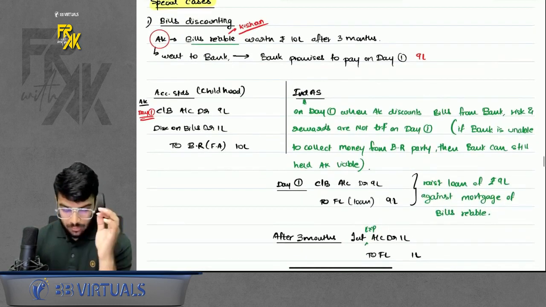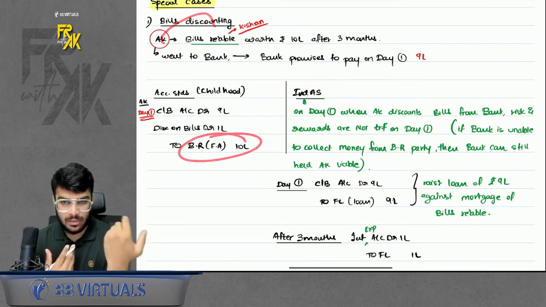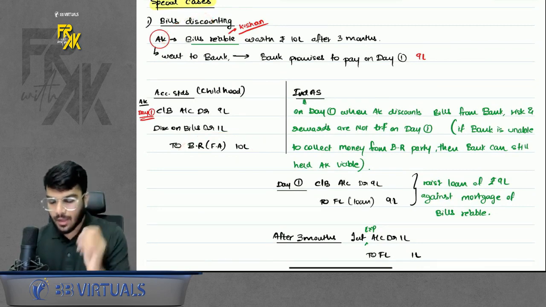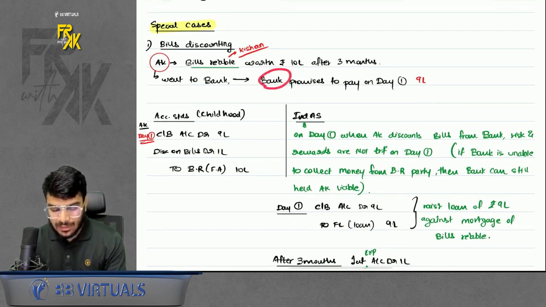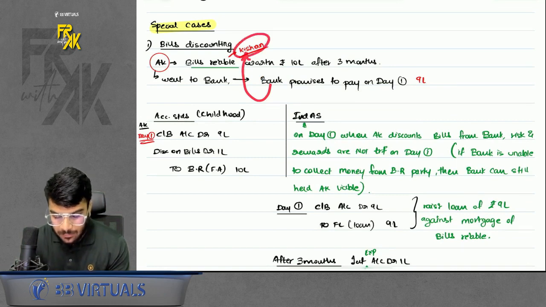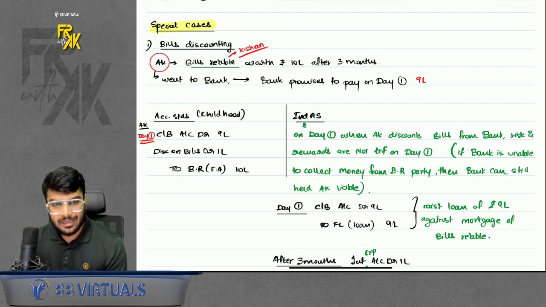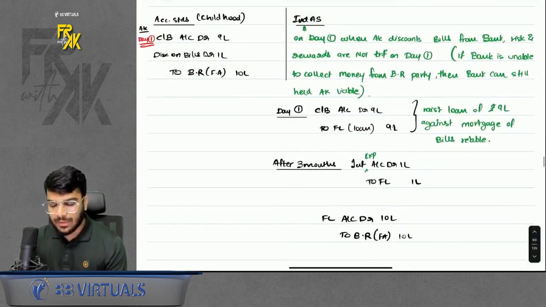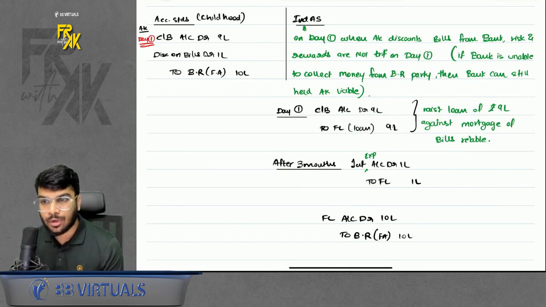Now, ideally what we used to do when we were discounting the bill, we used to remove the bill from our books. But what India says, when you are discounting any bill from bank, the risk and reward are not yet transferred to the bank. Why? Because if bank after 3 months is not able to recover the money from the party of bills receivable, it will recover the money from you. So that means the risk and reward have not been transferred yet. So in that case, what India says is you should not derecognize the financial asset and record the proceeds.